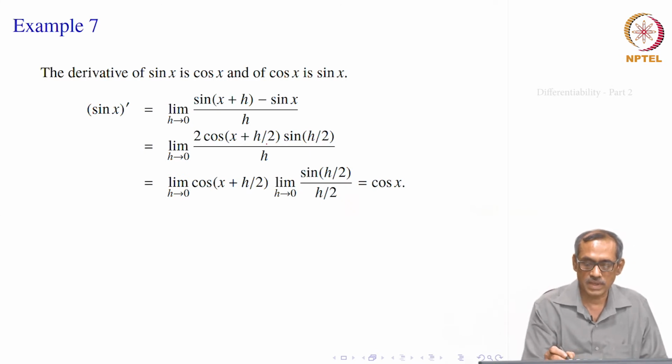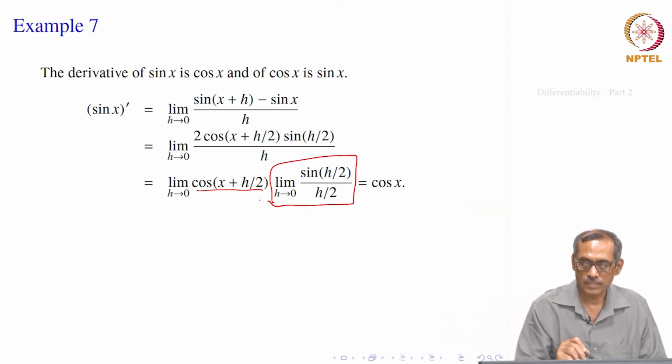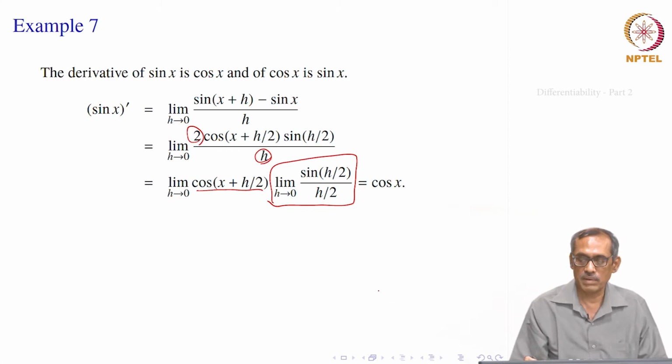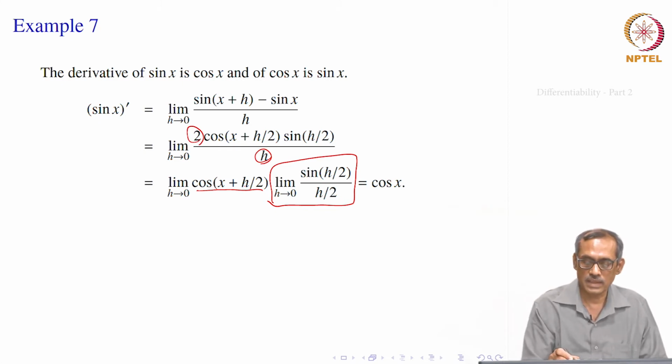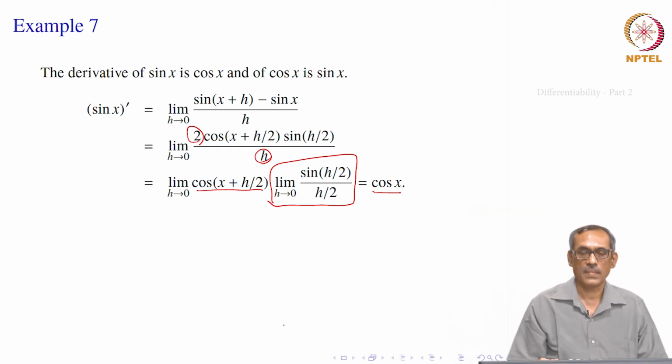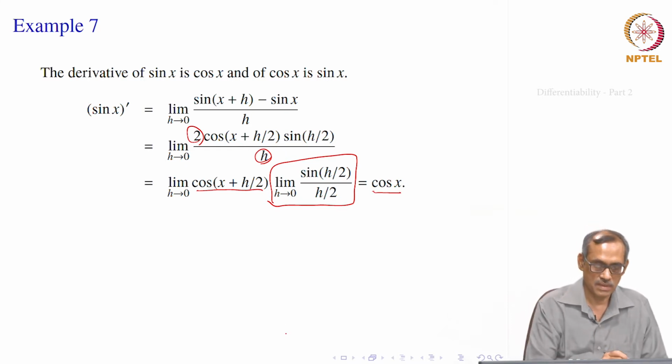Then this gives rise to cosine of x plus h by 2, that gives you cosine x when h goes to 0. This is sin of h by 2 divided by h by 2, that limit is equal to 1. So, this h and this 2 came as h by 2, that limit we know to be 1. So, when h goes to 0, we are left with cosine x. So, that is how it proceeds.